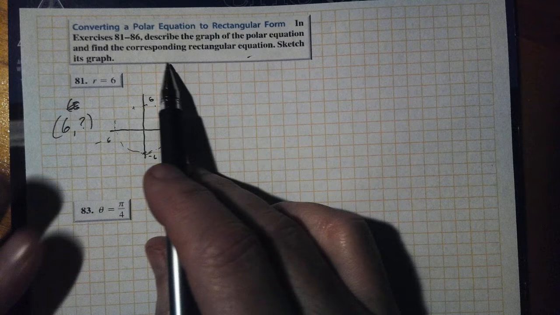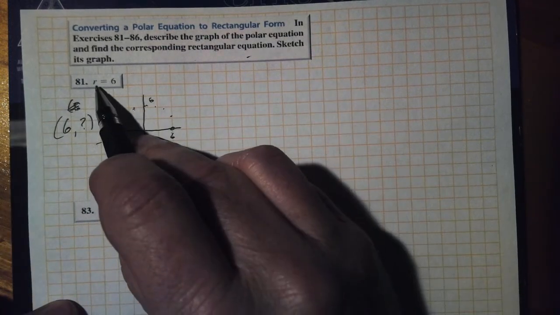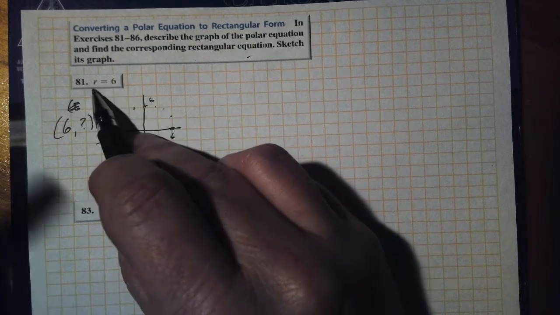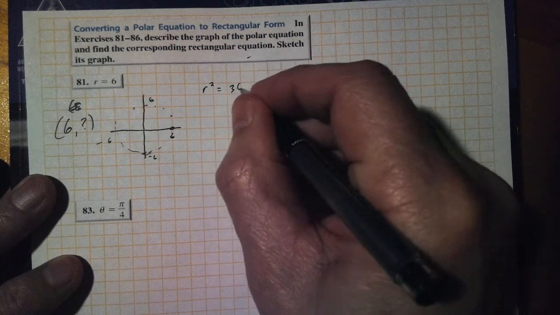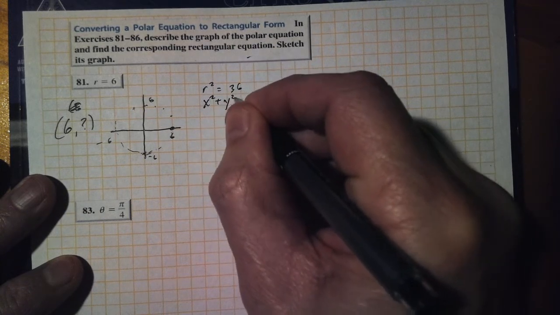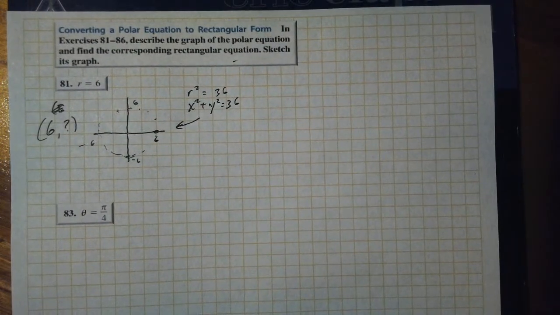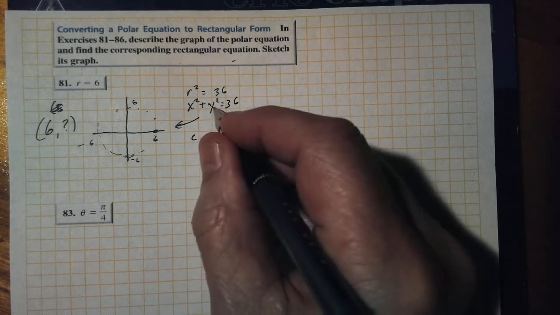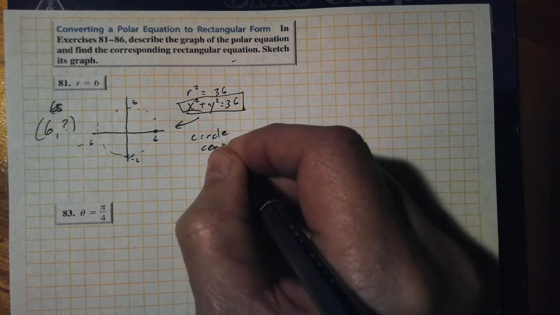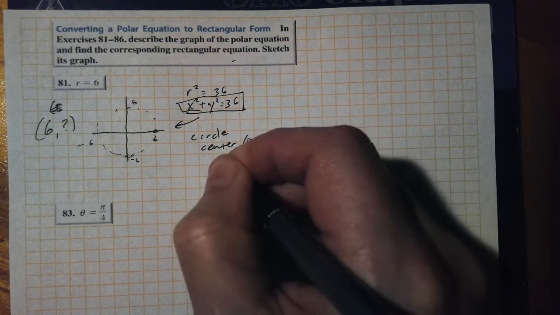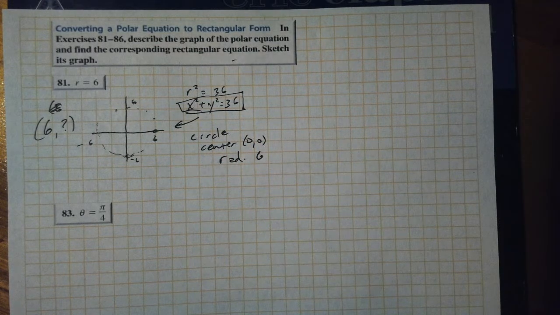Describe the graph of the polar equation and find the corresponding rectangular. Well, the rectangular, I could square both sides if I wanted to and change that to x squared plus y squared. Well, let's do it. That's r squared equals 36. x squared plus y squared equals 36. But couldn't we have gotten that from the graph? So describe it. It's a circle, center 0, 0, radius 6. Okay.